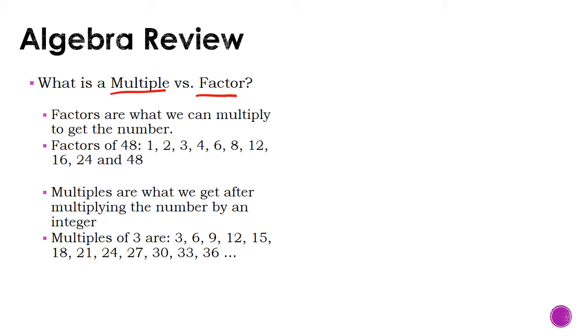Multiple versus factor. Remember that factors are what we can multiply to get a number. So take a look at the factors of 48. Multiples are what we get after multiplying the number by an integer. So for example, the multiples of 3 are as follows.